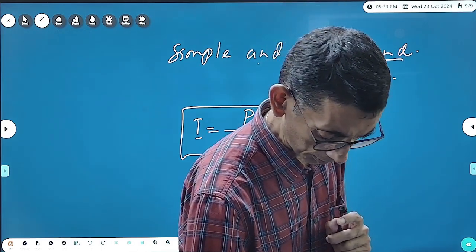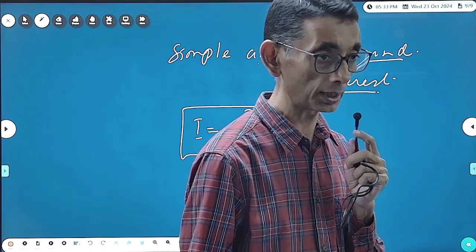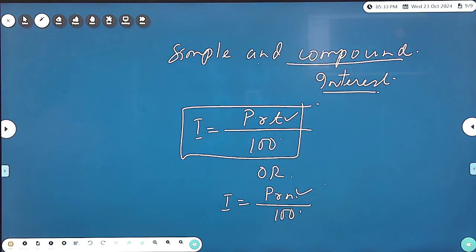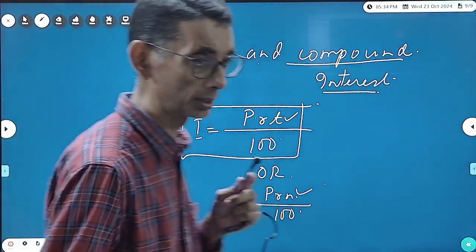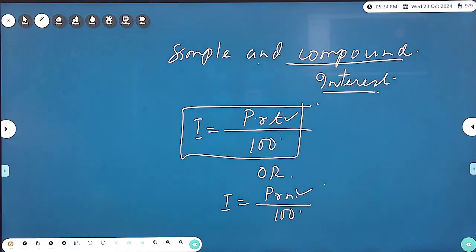Anyway, I pose a good problem now. What is the meaning of simple interest? When interest is calculated only on principal, that is called simple interest. And what is compound interest? When interest is calculated on interest, it is called compound interest. Normally all the interest that we pay is compound interest, whether an EMI, a car loan or a bank loan. All the interest will be compound interest.